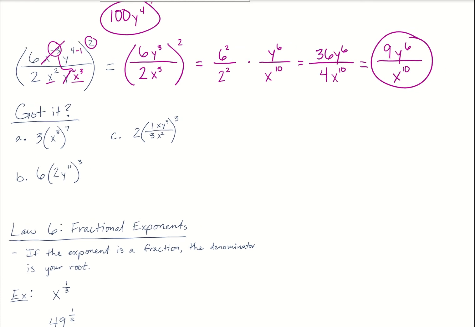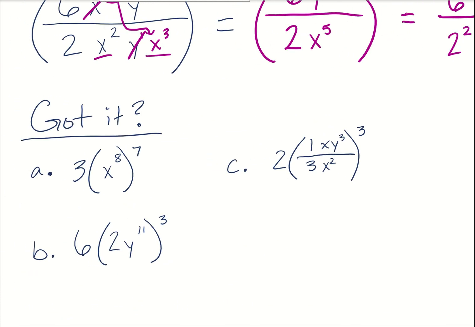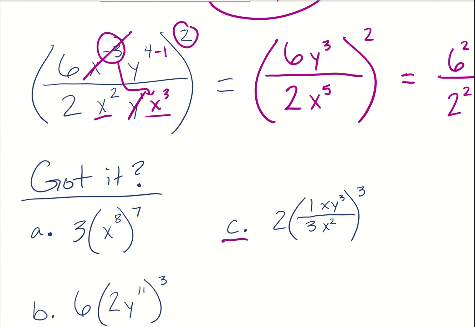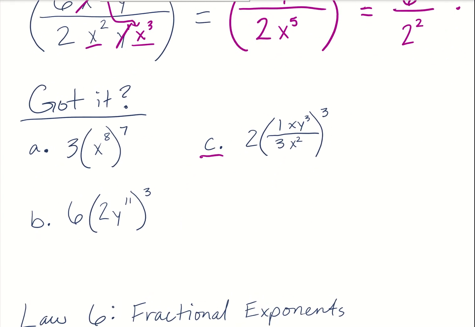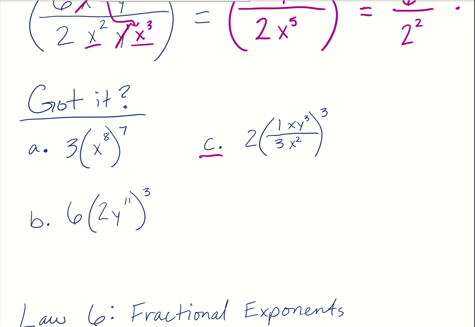If you need to go over how we did it again, feel free. We also have these got it problems that are really good examples for what we just did, particularly C. If you struggled with this last example, C is just like that example. So that's the last one to look at. Go ahead and pause the video. I want you to try all 3 got it problems. And then we will move into law 6 as well. It's really short. I promise it'll take maybe a minute. So go ahead and do those got it problems. Resume when you're ready to go.